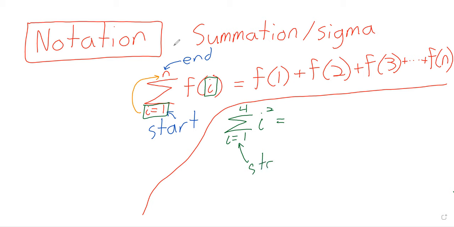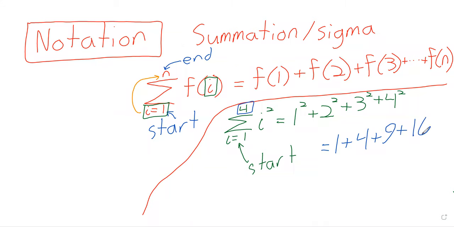So we start with 1 and we replace I with 1 to get 1 squared. Then we count up. We replace I with two. We replace I with three. We replace I with four. And that four is our stopping condition. So once we've replaced I with four, we stop. And this then is whatever it is. 1 + 4 + 9 + 16. 16 + 4 = 20. 9 + 1 = 10. I make that 30.